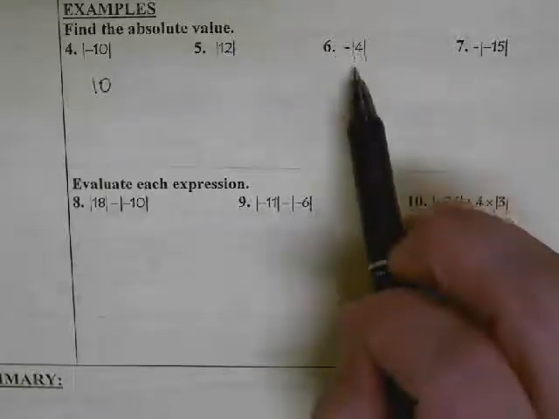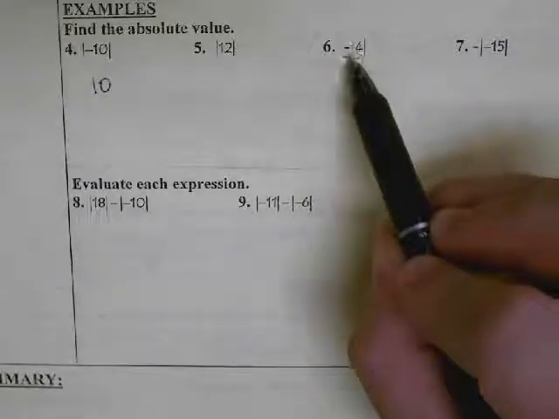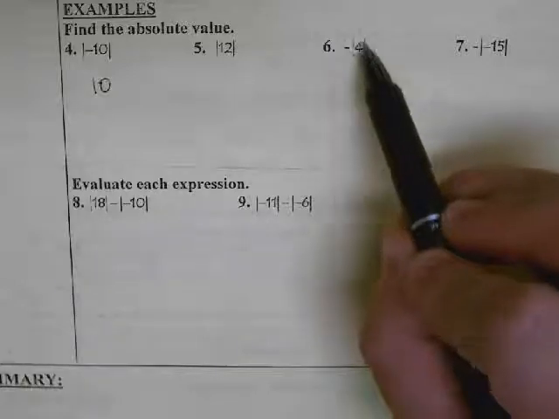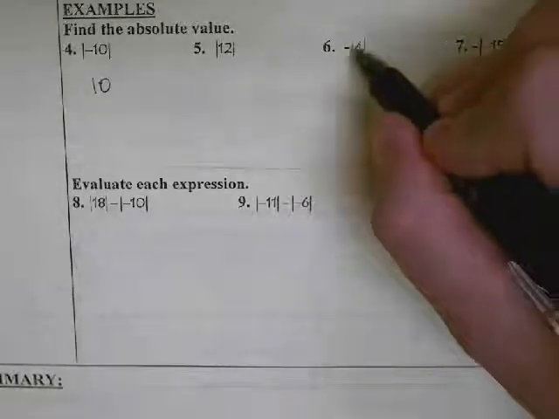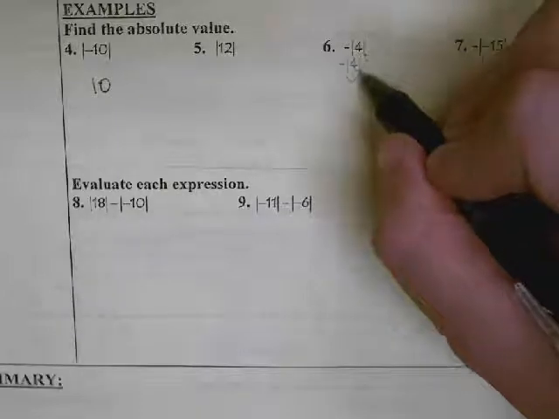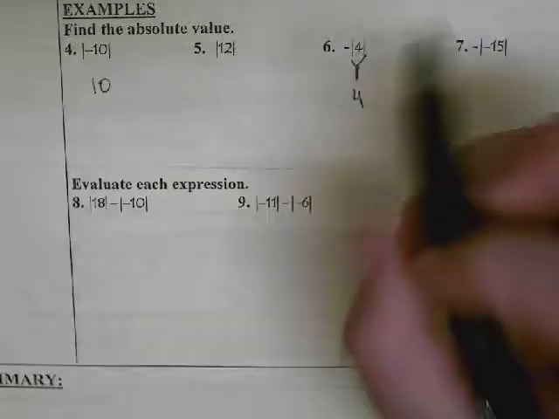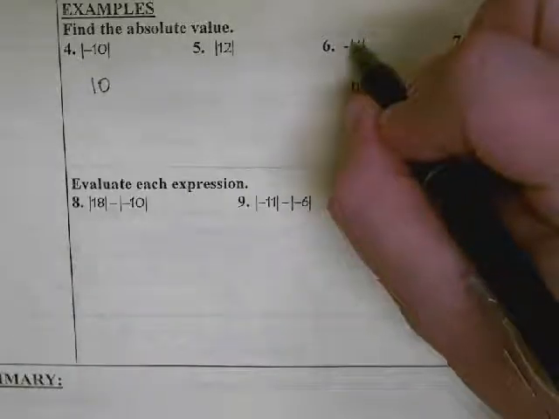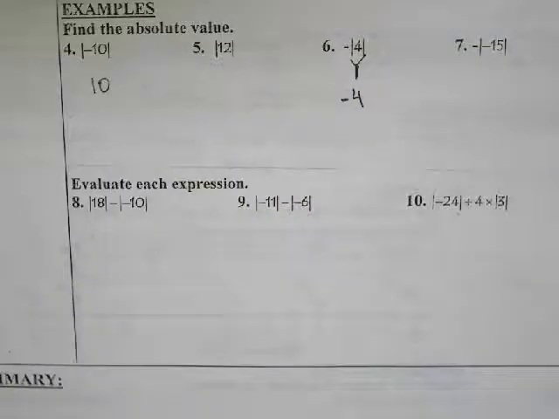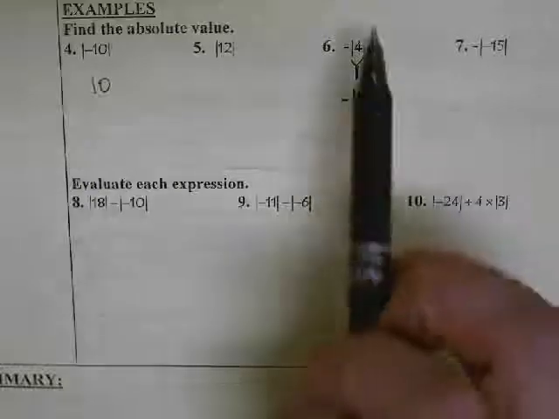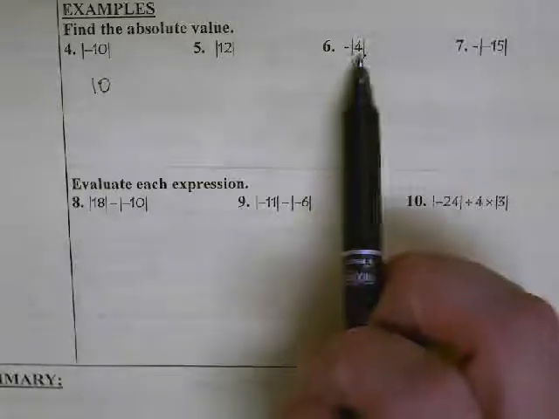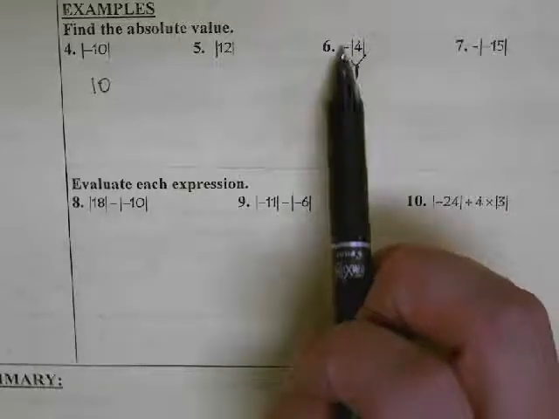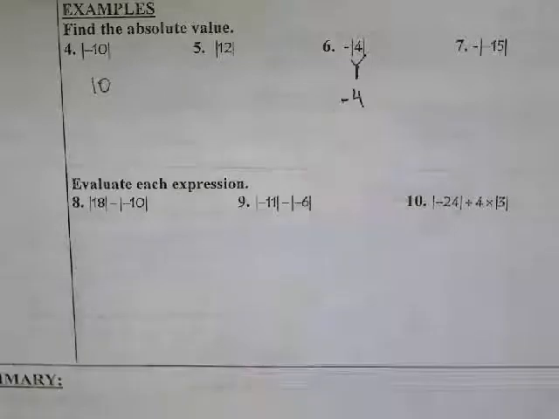And number 6 is a little tricky, because where is the negative located? Well, this negative is on the outside of the absolute value symbol. So we know that the absolute value of 4, that's this part right here, is 4, but then I'm going to bring this negative that's on the outside straight down. So we end up with our final answer being negative 4. The absolute value is the distance from 0, so it's 4 steps, but with that negative on the outside of the absolute value, we're just going to bring that straight down.